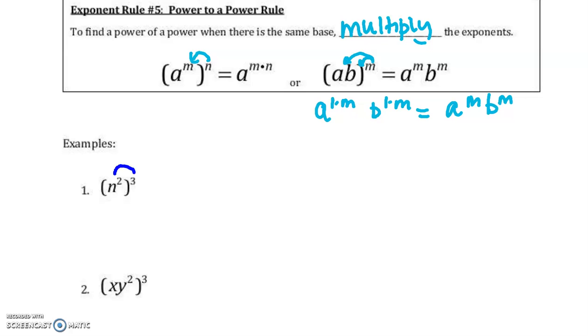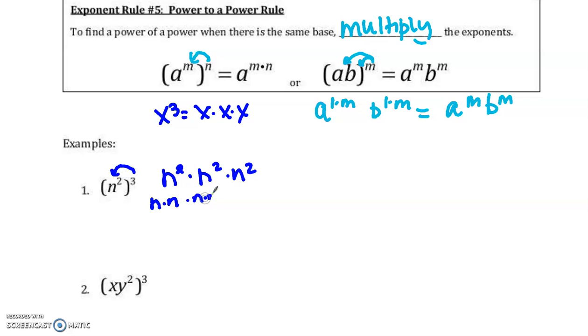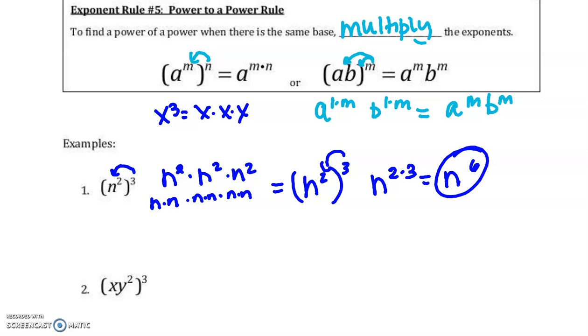I see that I have a power to a power. I'm going to raise everything in there to the third power. And you can also keep in mind, if you go back and think about how x cubed is equal to x times x times x, now we have n squared cubed, right? So we have n squared times n squared times n squared. We have 3 of these. So how many n's do we have total? Now we have 1, 2, 3, 4, 5, 6. So n squared cubed is equal to n to the 2 times 3, which is n to the 6th. And if you go down here and count, you'll see 1, 2, 3, 4, 5, 6 n's.